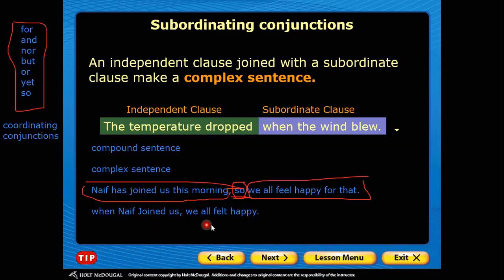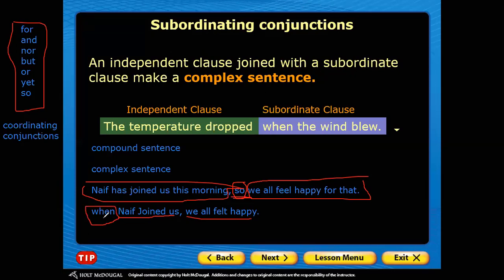Very good. What type of sentence is this? Is it compound or complex? Compound. Why is it compound? Because we have two clauses. What are the two clauses here? Naif joined us and we all felt happy. Very good. So the two clauses are joined with what?